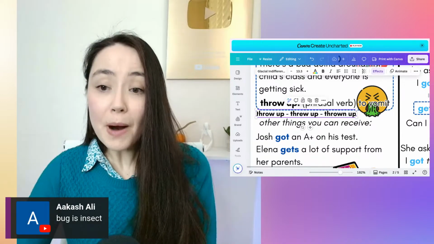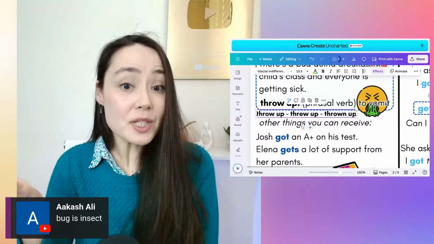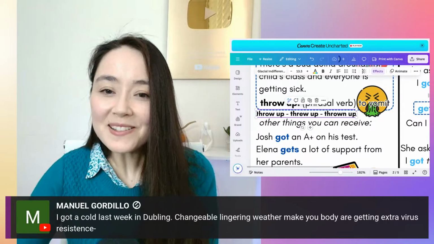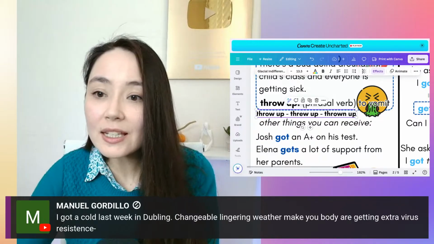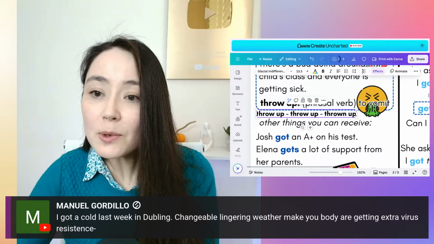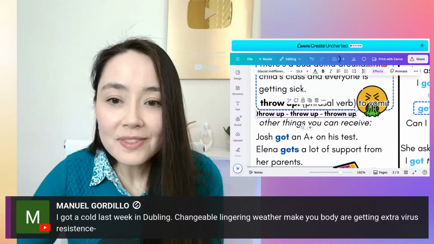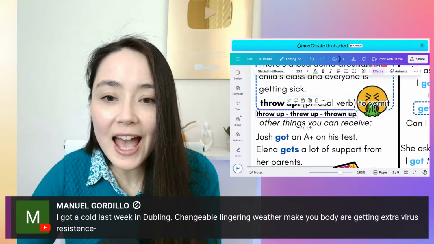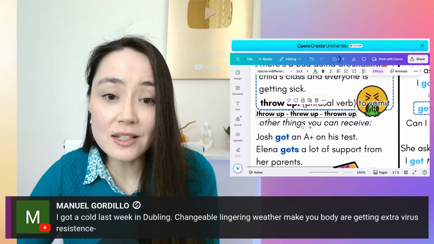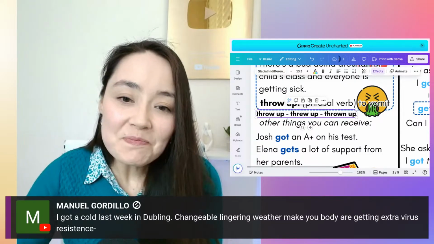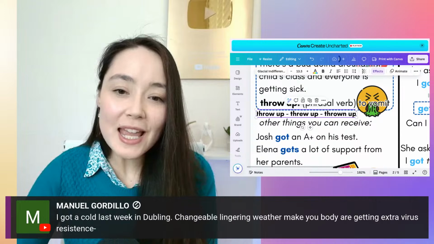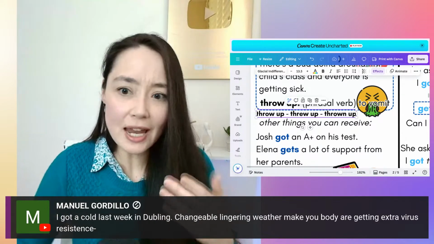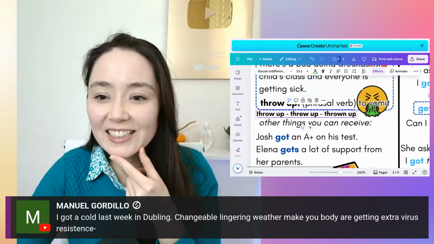Akash, bugs are insects. Yeah, absolutely. Yep. Manuel says, I got a cold last week in doubling. Changeable lingering weather makes your body are getting extra virus resistance. Yes, changeable weather. People do say that when the weather's changeable, you can get sick easier, can't you? Yes. Okay.